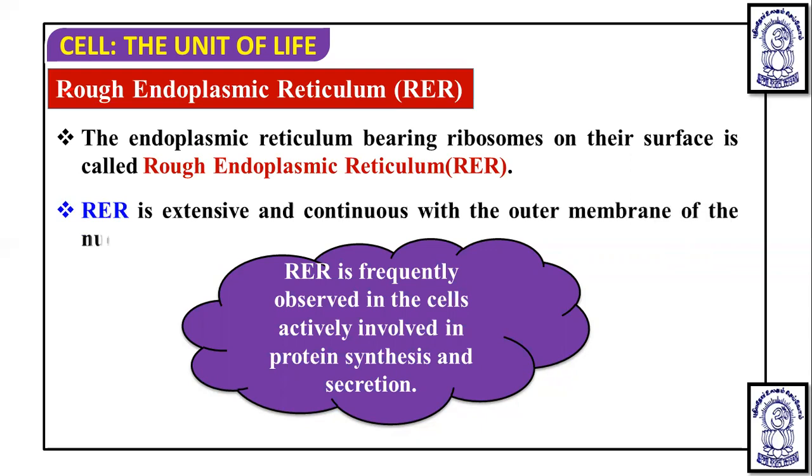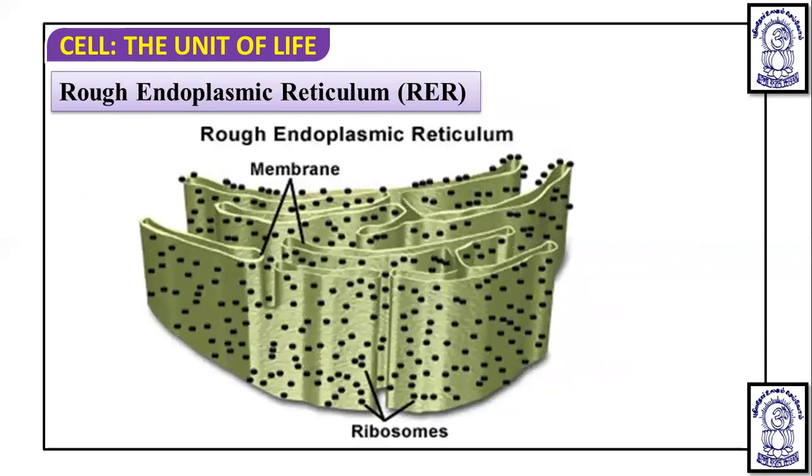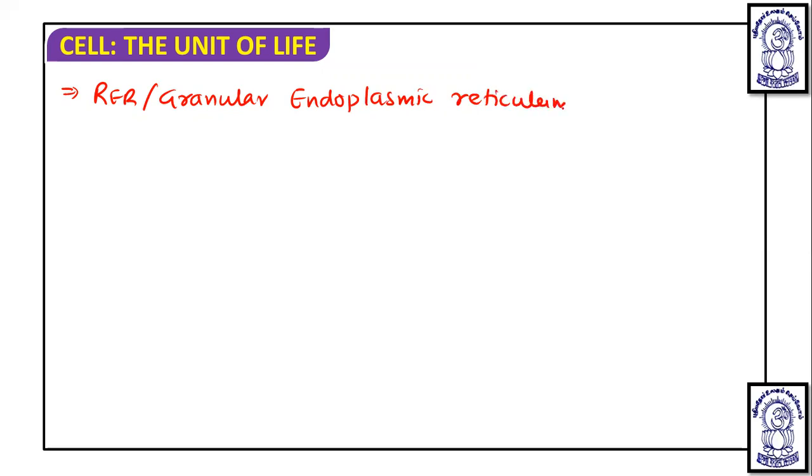Now RER is extensive and continuous with the outer membrane of the nucleus, meaning it is a coiled structure but originates from the outer nuclear membrane. So when we see rough endoplasmic reticulum, it is like this, which has black colored dots. You can see they are the ribosome, and that is the membrane. Okay. So rough endoplasmic reticulum is also known as RER, or granular endoplasmic reticulum.